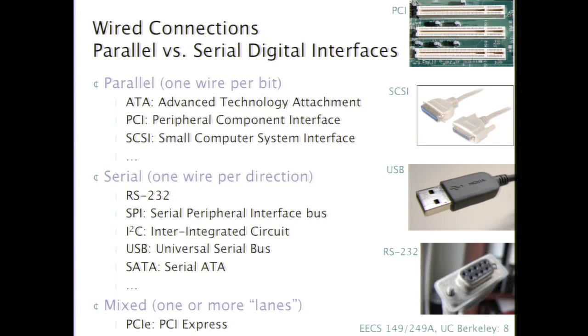So parallel connections are ones where essentially you have one wire per bit. So there's a couple of parallel connectors up at the top, PCI and SCSI, as it's known, both of which are pretty much obsolete. Okay? In fact, all the parallel connections listed here are obsolete. They've all been replaced by serial connections, some of which are also obsolete.